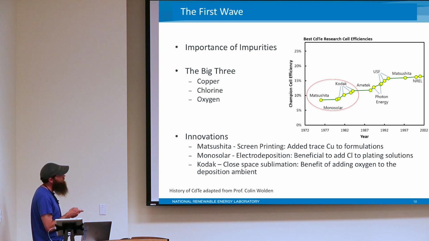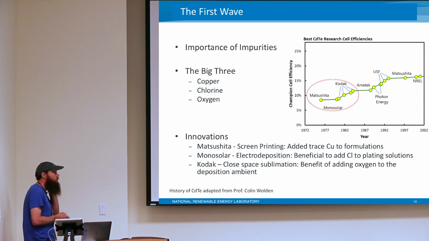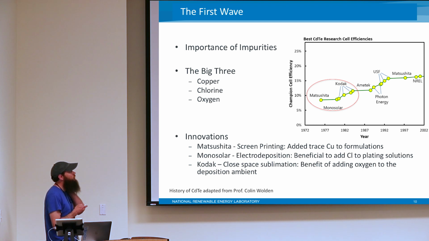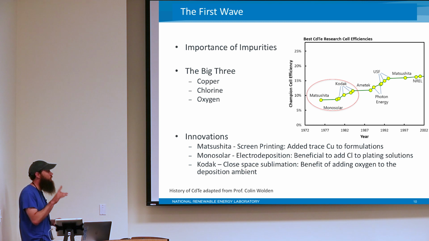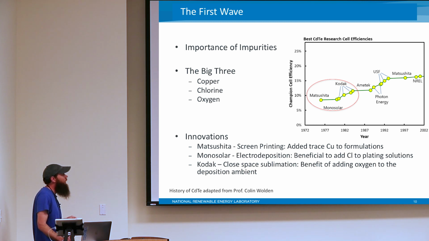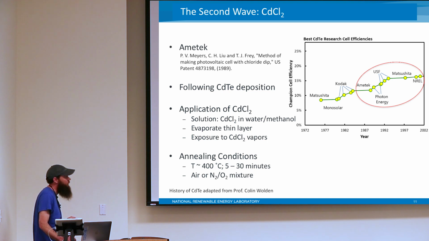Okay, so the first wave of improvements. These basically highlighted the importance of impurities. So we started introducing copper, chlorine, and oxygen. Adding some copper resulted in doping the devices somewhat and improving the carrier concentration. This is a very defective material, and I'll talk about that a little more. That was a way of improving efficiency. Chlorine was another defect that was added, which has some passivating properties, and oxygen also has some passivating aspects to it.